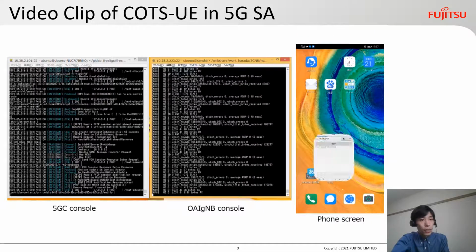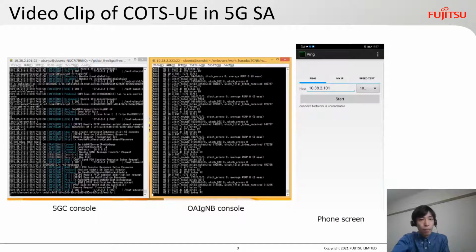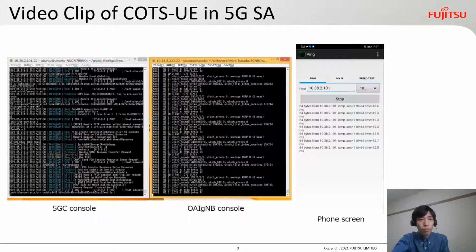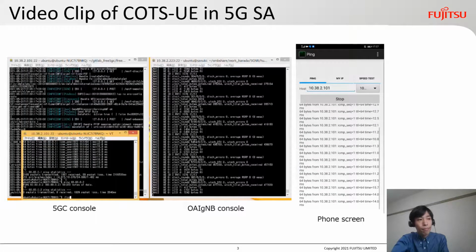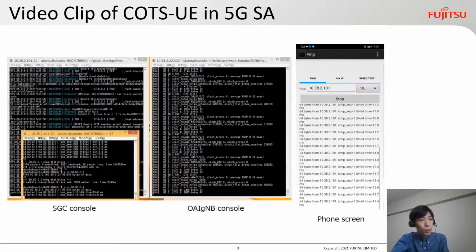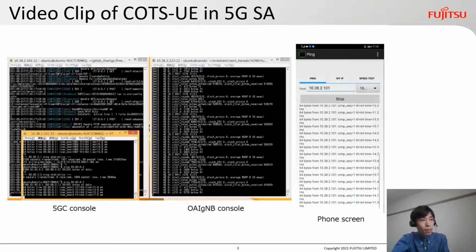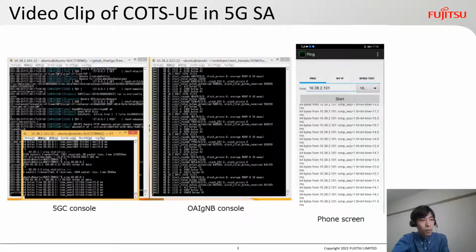Of course, you can ping. This is ping uplink, UE to network. Also, you can ping downlink, that is, network to UE, on this console.